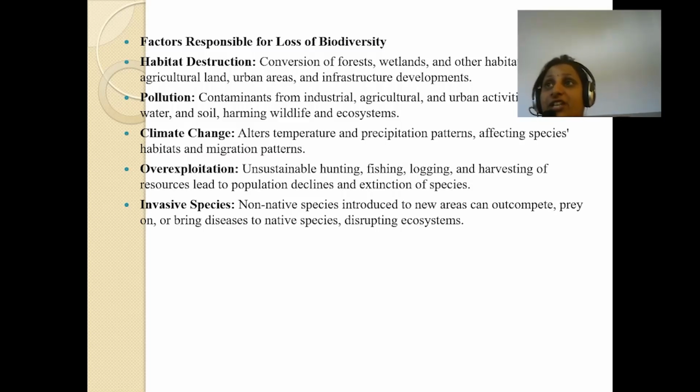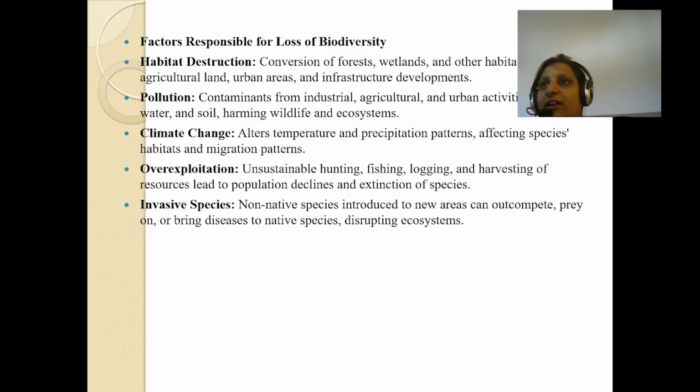Overexploitation: unsustainable hunting, fishing, logging, and harvesting of resources lead to population declines and extinction of species because of overexploitation of them. Means there is no rule or checking on this, and people do things as they like, and when there is over-access to it, obviously the population declines and species go extinct.